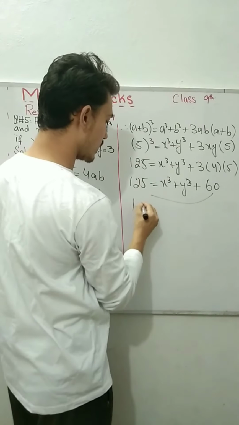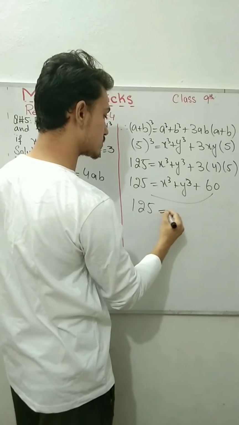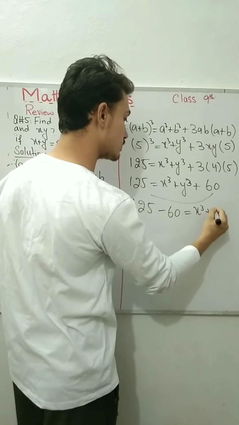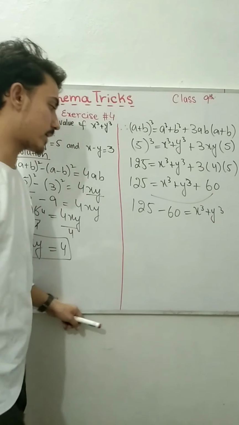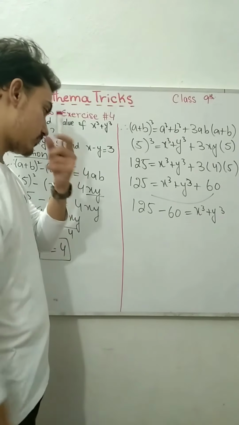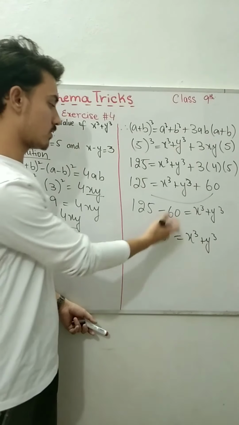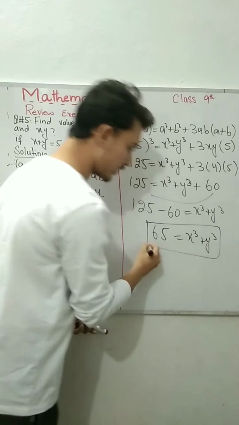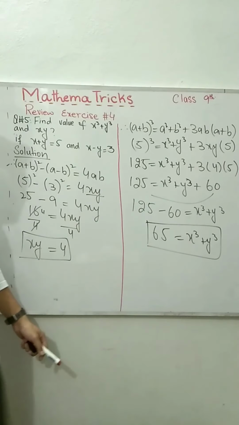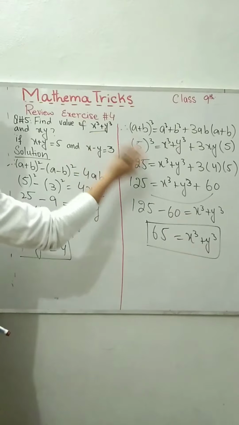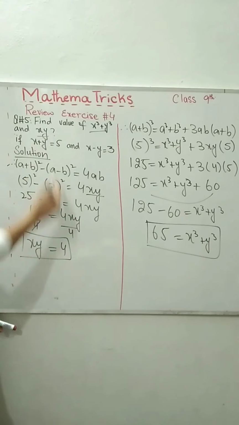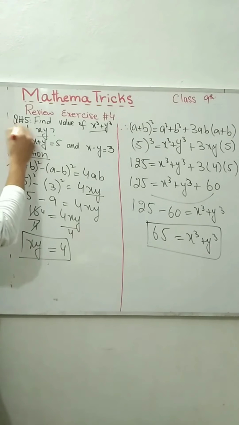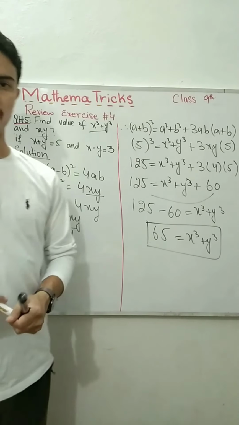Let's move it. I got 125 minus 60 is equal to x cube plus y cube. Let's subtract: on subtraction we get 65, so x cube plus y cube is 65. That's what we needed to find. X cube plus y cube is 65, and xy is 4. That's how you can solve question number 5 of review exercise 4.